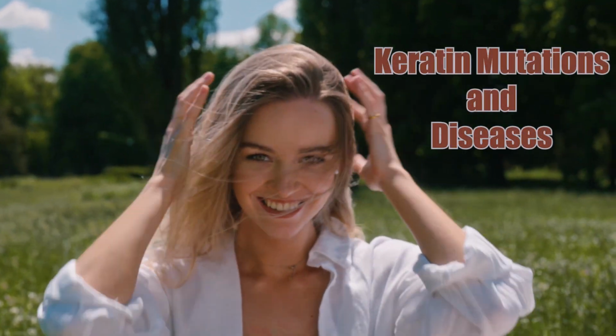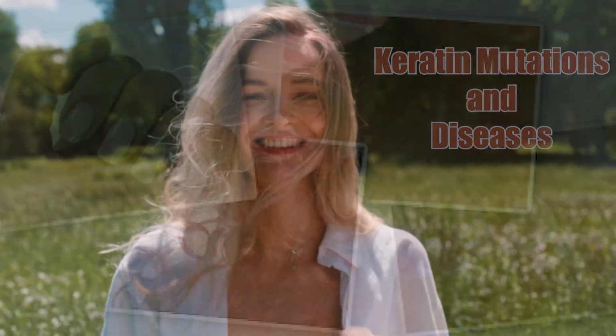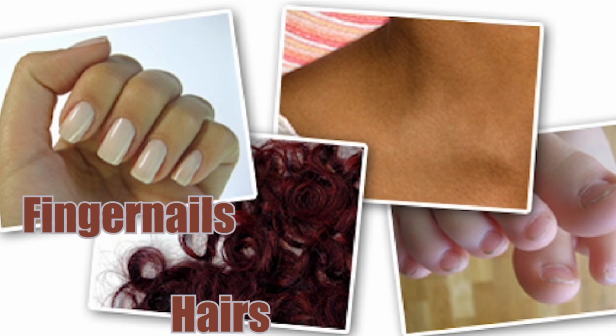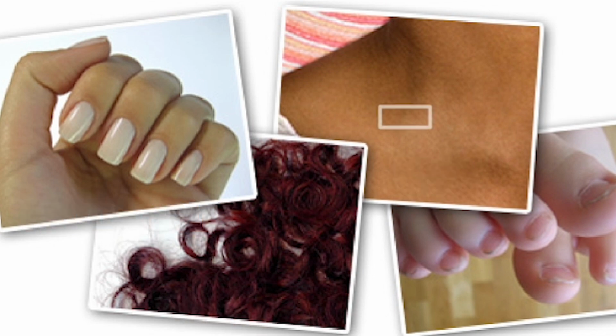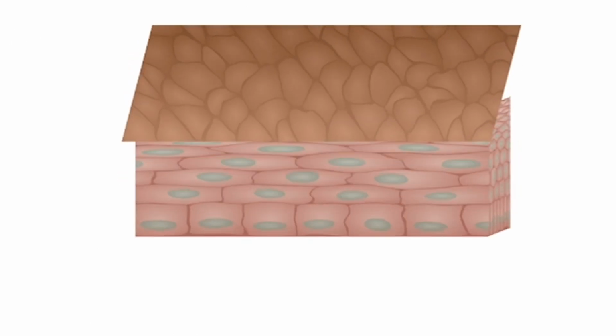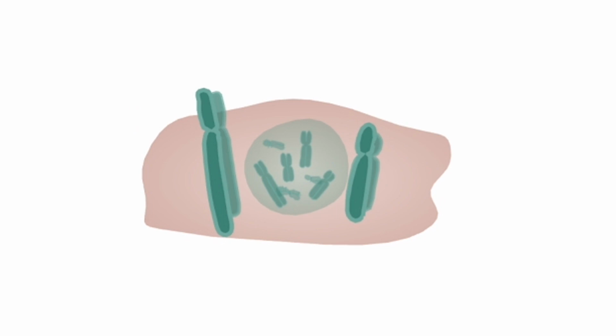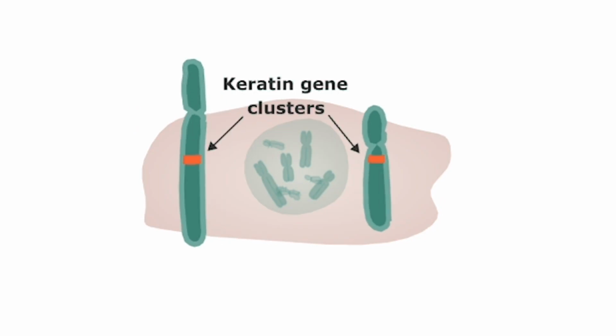Starting with what are keratin mutations and disease associated with it. Keratin proteins are the main structural element of hair and fingernails. They are also vital to skin, where they add strength and durability. Keratins are a group of related proteins encoded by a family of 54 or so genes. These genes are located inside our cells, clustered together on 2 chromosomes.